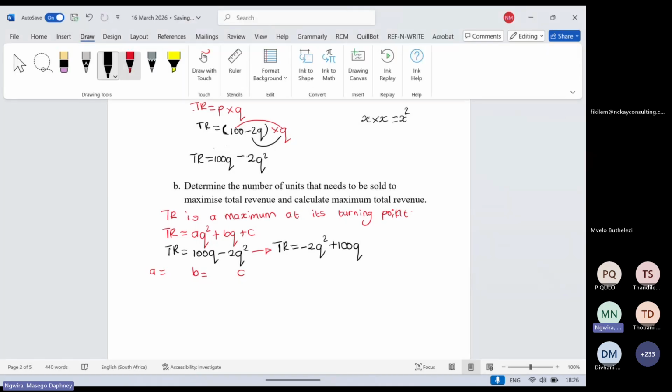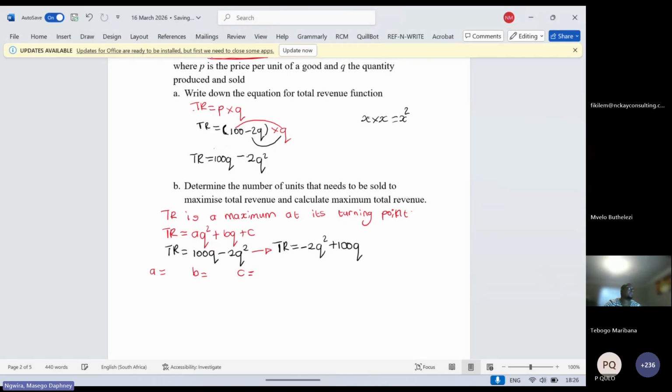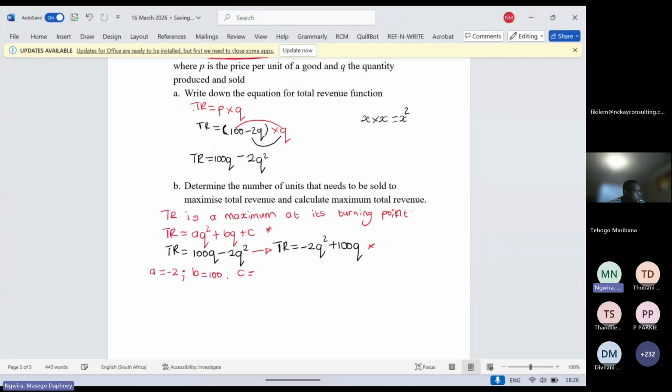So what is our A? When you look at this, compare this one with this one. What is next to Q squared? Whatever is next to Q squared is our A. So what is next to Q squared? Negative 2. And then what is next to Q? 100. And then do we have C? No. So we put 0.